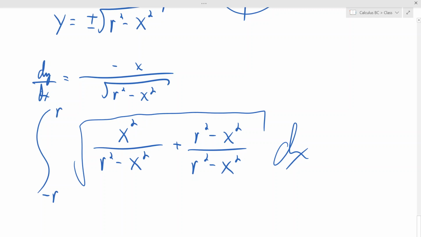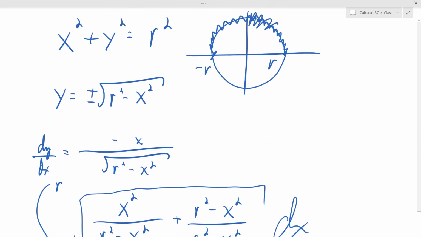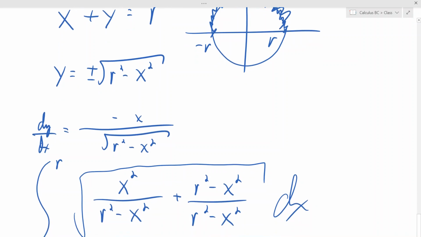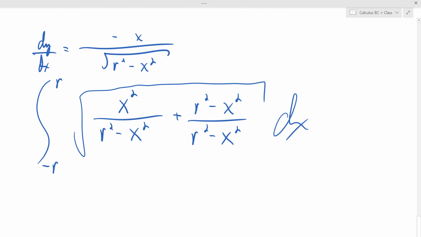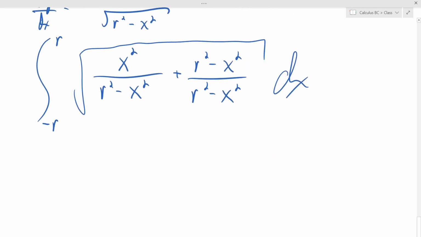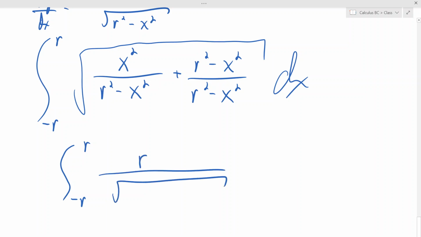I could also do 0 to r, and that would just give me a quarter of the circle right here. So that should be pi over 2 r. But anyway, if we do this, we should get pi r. You see this simplifies all the way down to the integral from negative r to r. On top, the x squareds are going to cancel, so all we have up top is r squared. But it's in a square root, so all we really have up top is an r over the square root of r squared minus x squared.